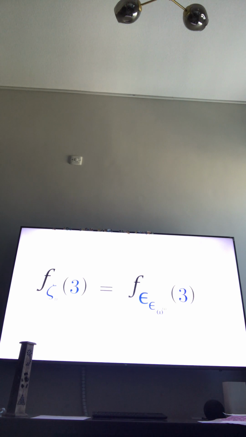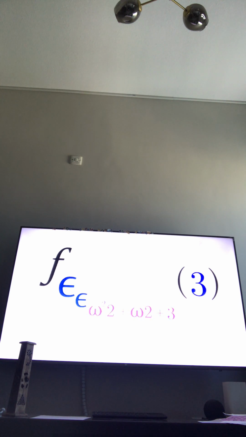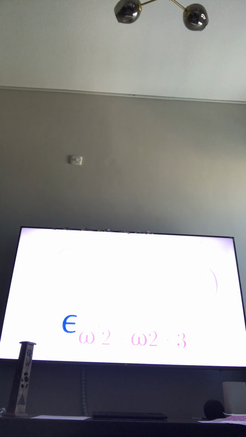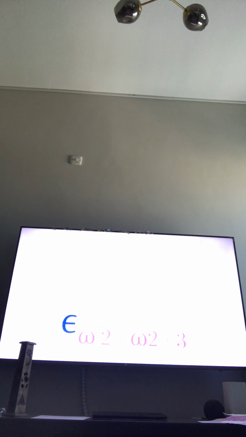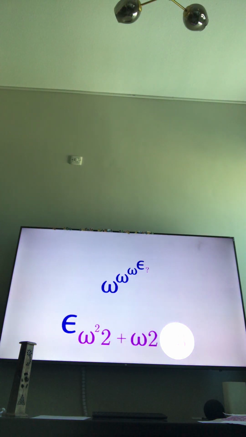Epsilon naught turns into omega to the omega, and then it expands to omega cubed. Now pay attention to the simplified omega cubed. This is the index of epsilon. Let's focus on epsilon omega cubed first. So how do we break this down? Remember how epsilon 1 of 3 was broken down. You turn it into omega to the omega to the omega to the epsilon 0 plus 1 of 3. So epsilon omega cubed turns into omega to the omega to the omega to the epsilon, but with what index? Because we have a plus 3, this reduces into just plus 2.